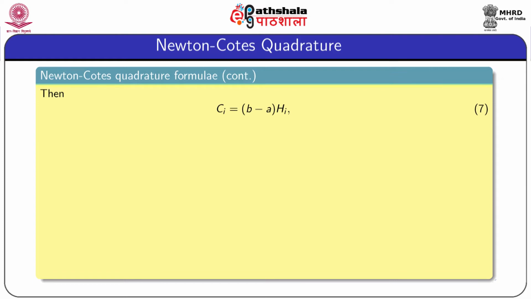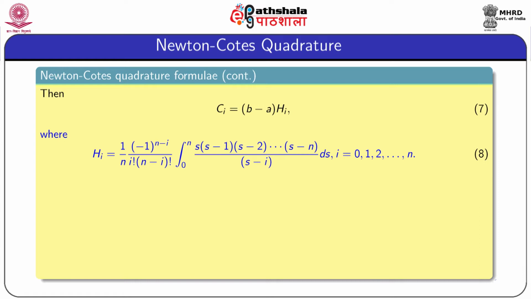Then Ci can be written as (b minus a) into hi, where hi is given by equation 8. The quantities hi's or Ci's are called the Cotes coefficients. See that Ci and hi are almost the same, only the factor b minus a is multiplied with hi to get Ci. So these constants are called the Cotes coefficients, and these are very important terms or parameters in Newton-Cotes quadrature formula.